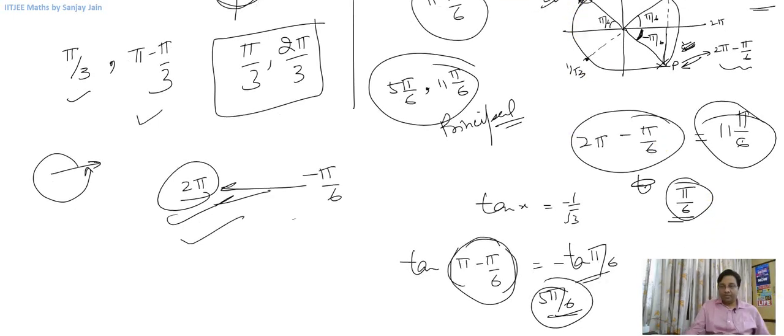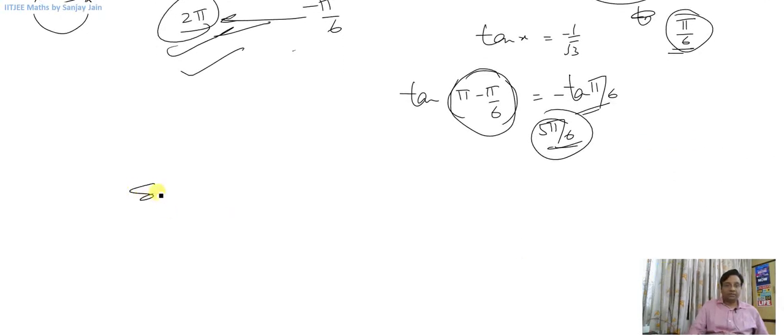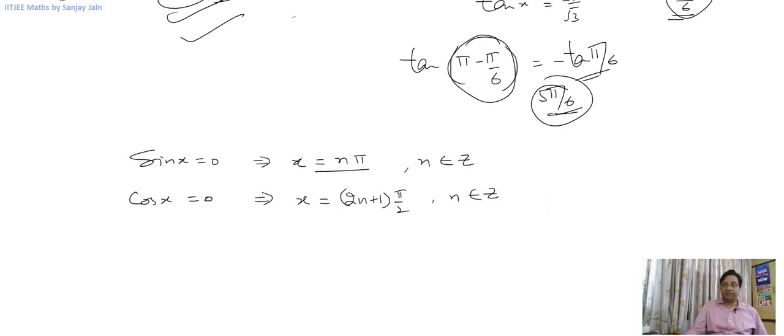Now let us come back to the general solutions. I know if sine x is equal to 0, that means x is a multiple of pi, where n belongs to integers, right? If cos x is equal to 0, then that means x is an odd multiple of pi by 2, where n is an integer. This is something that we have studied already.